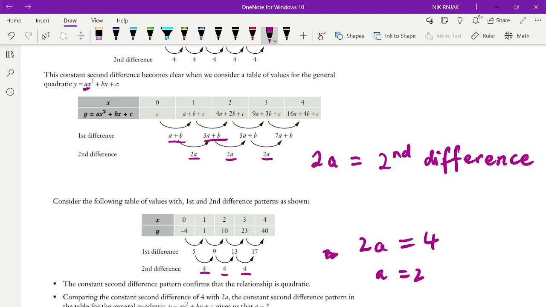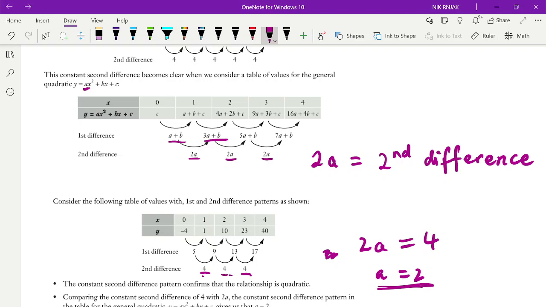So I know that this equation is in the form y equals 2x squared plus bx plus c. So we would just have to find b and find c. So you can easily find out what the a value is just by observing what the second difference is, and basically halving that.